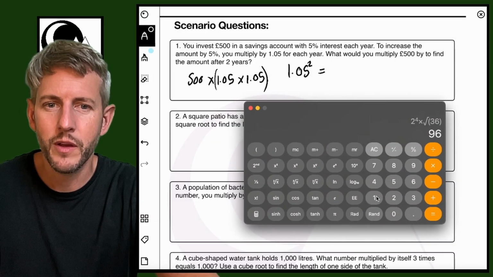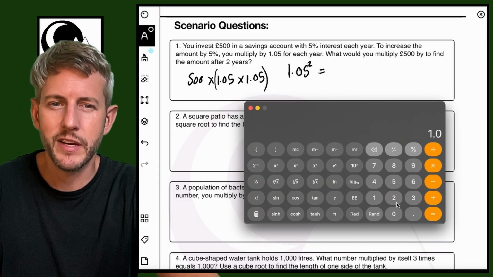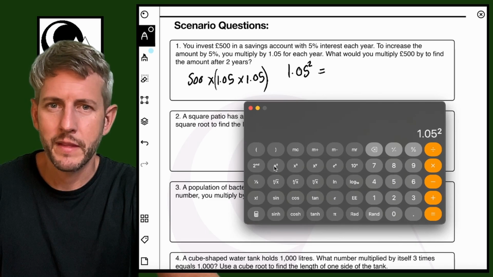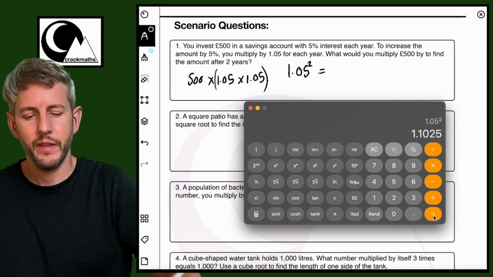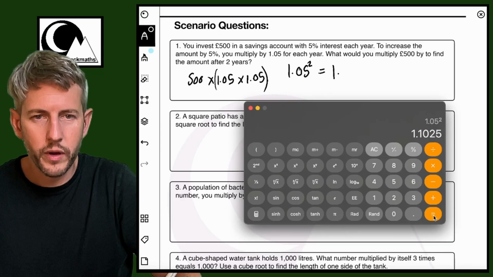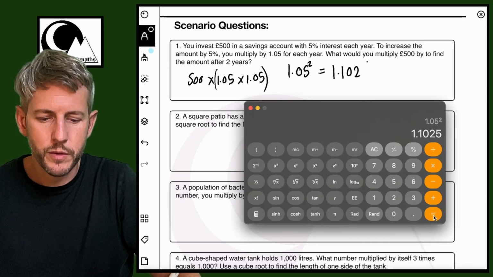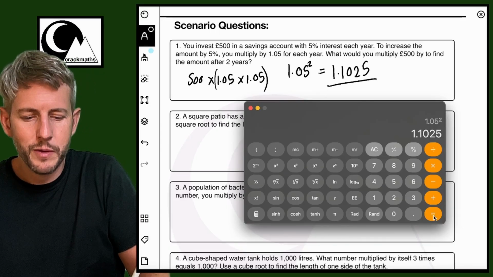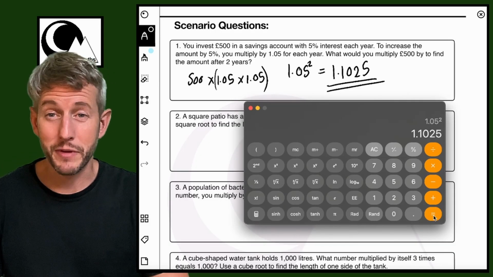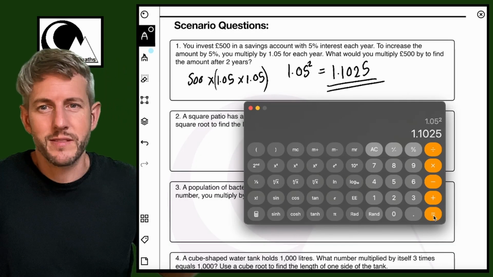Okay, so here we go. 1.05 to the power of 2. There you go, and that equals 1.1025 as our value that we'd multiply it by to increase it by 5% twice.